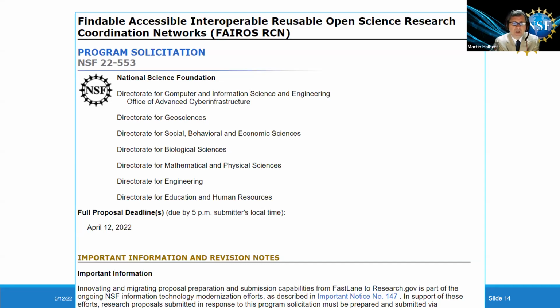This is a recent solicitation that I coordinated issuing within NSF. It is an all-agency solicitation around the FAIR data guiding principles and open science, and basically asking for coordination networks among research groups to advance the state of the art in the FAIR data guiding principles and open science principles and practices, especially as regards data and the coordination and sharing of data. As you can see, all the different disciplinary directorates of NSF are participating in it.